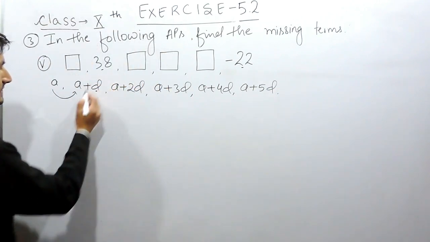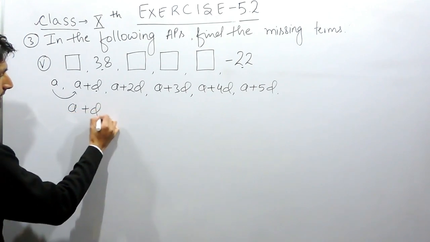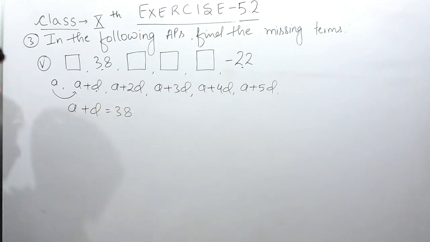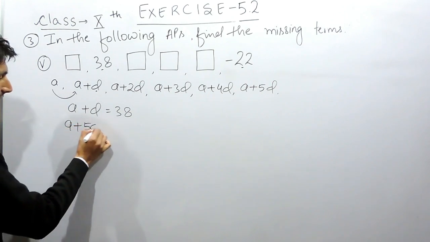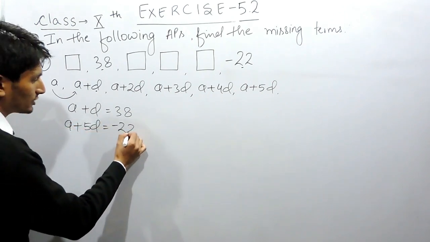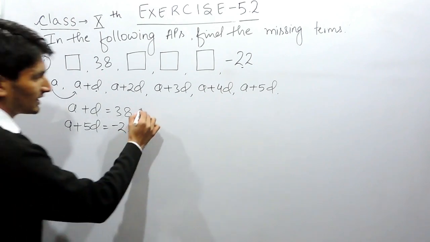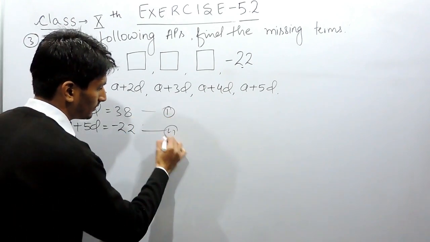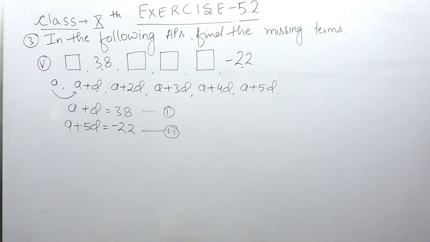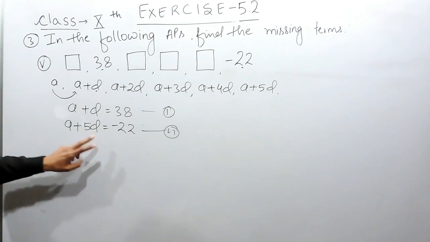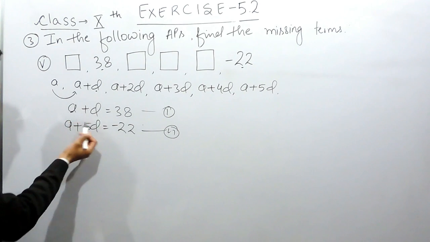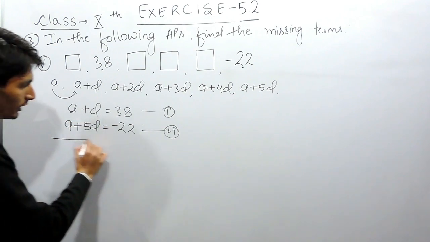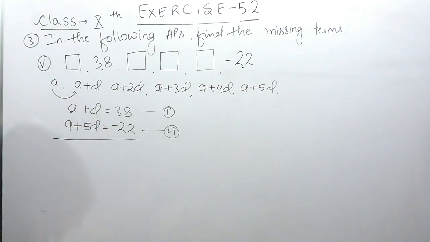In this case, the second term, which is A plus D, is given to you, and the sixth term, which is A plus 5D, is equal to minus 22, is given to you. So these are the two equations we know. Now solving these equations, we'll get the value of A as well as the value of D. So either you can substitute the value of A in the second equation, or you can directly subtract these two equations.